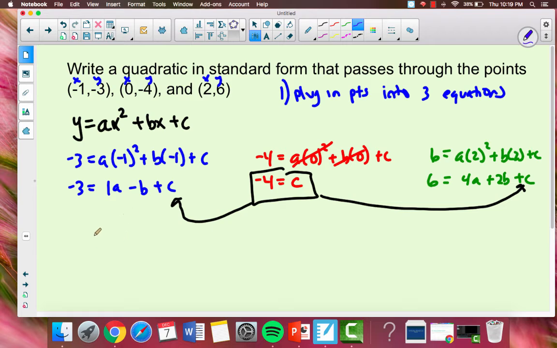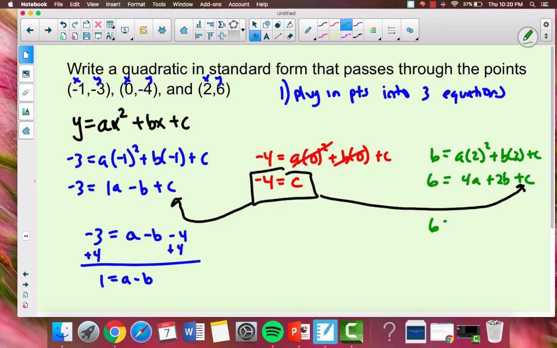So now I'm going to have negative 3 is equal to a minus b and then minus 4, because that was what c was. And I'm going to add that 4 over to the other side so that I have 1 is equal to a minus b. And then I'm going to do the same thing over here with the green one. So I'll have 6 is equal to 4a plus 2b and then minus 4. Add 4 to the other side. And I'm going to get 10 is equal to 4a plus 2b.